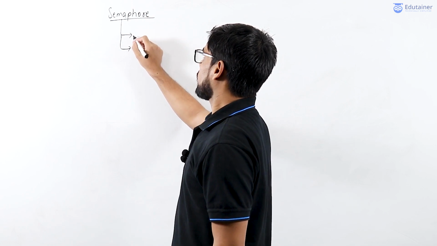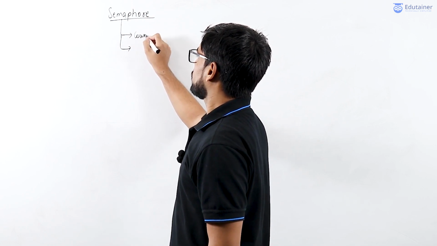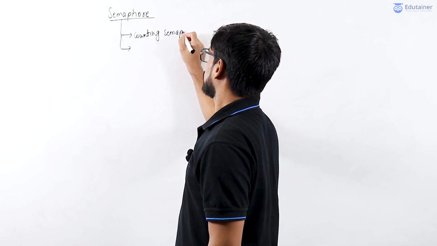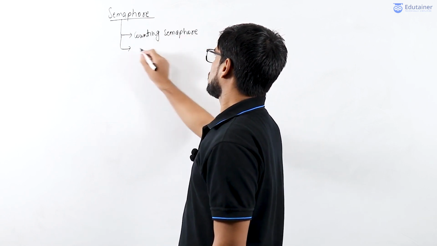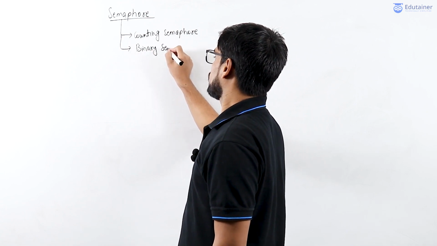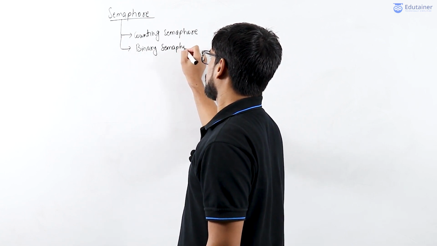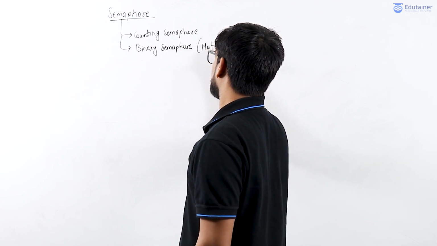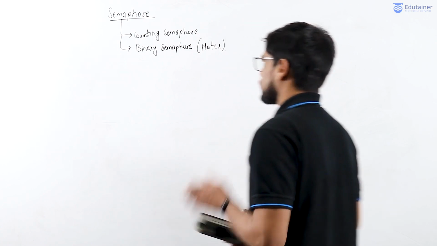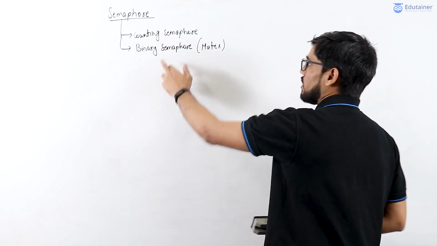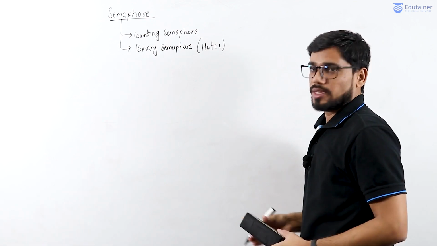One is counting semaphore and the other one is binary semaphore. Binary semaphore is also called a mutex. So first let's discuss what is counting semaphore, and after that we will see binary semaphore as well.